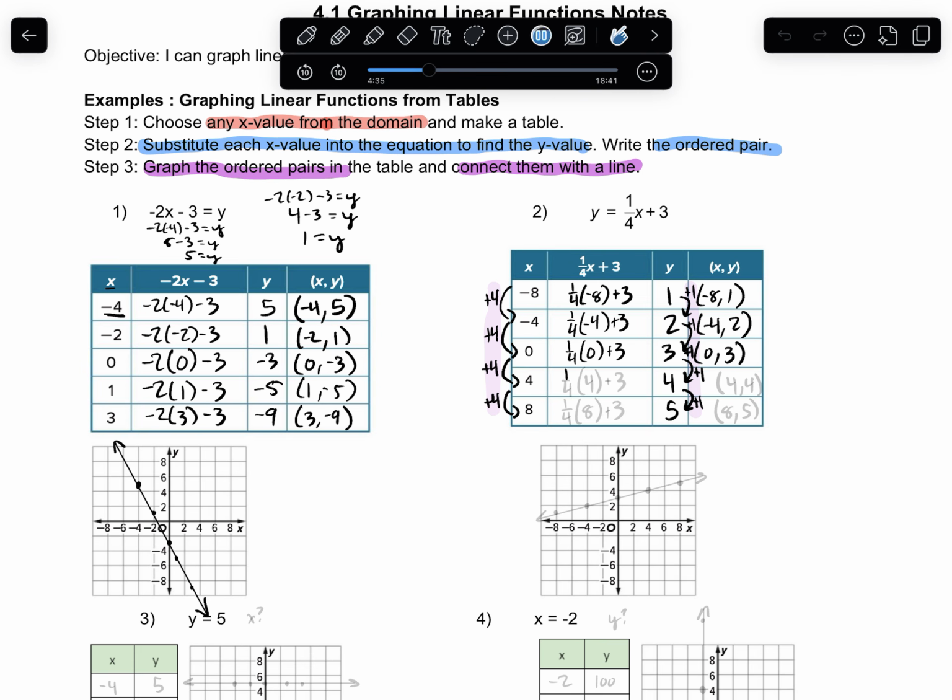But just to double check, I'm just going to put in my information. So 1/4 times 4 plus 3. So that's 1 plus 3. That does make 4. So then my ordered pair is 4, 4. And I'm assuming that the last part would be 5. So then 1/4 times 8 makes 2. 2 plus 3 makes 5.